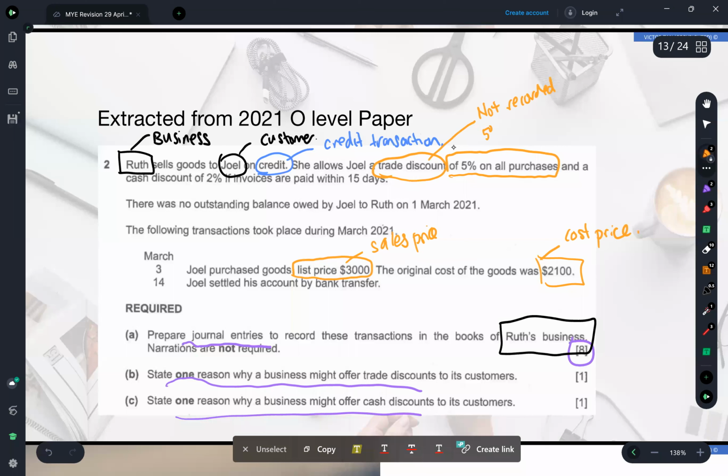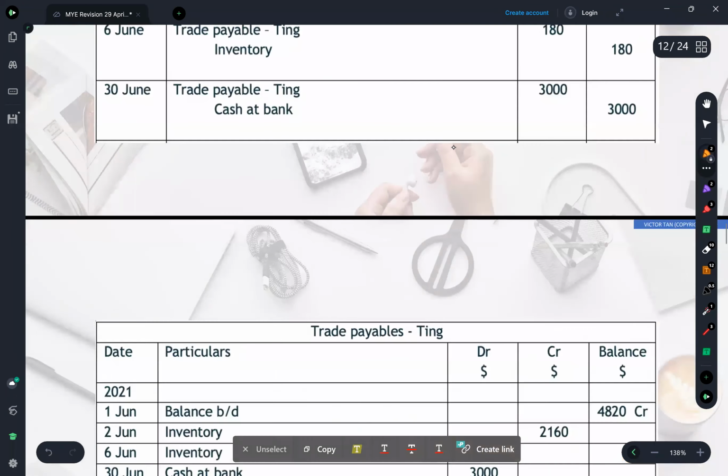Okay, so we calculate again, 5% times 3,000. How much is it? $150. So this $150 is not recorded. You cannot record this discount. So what do you record? Your sales price is 3,000 minus 150, so this is 2,850. And your cost price is 2,100. Okay, so the journal entry will be here.